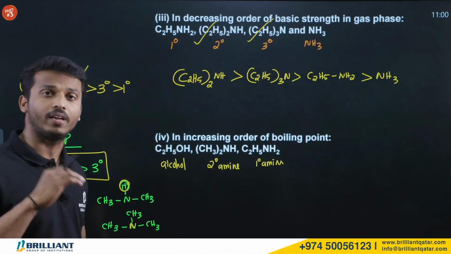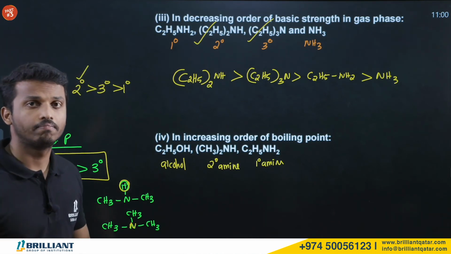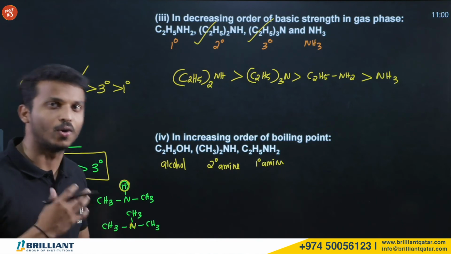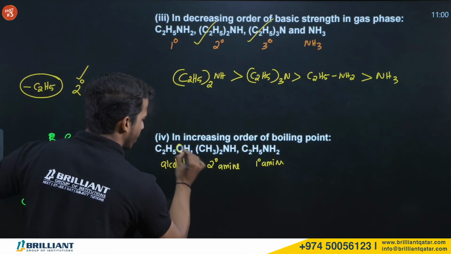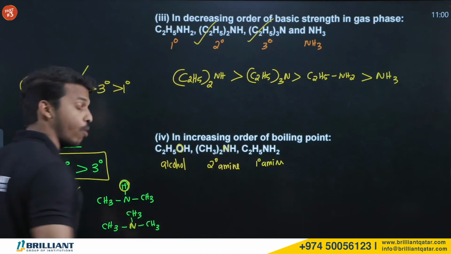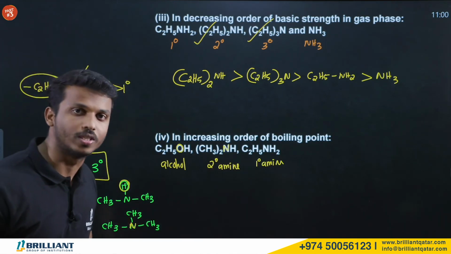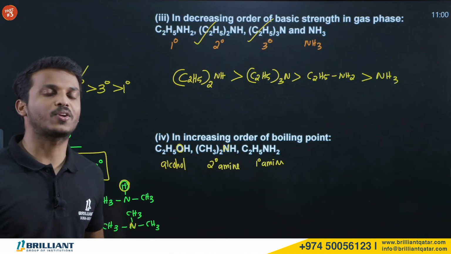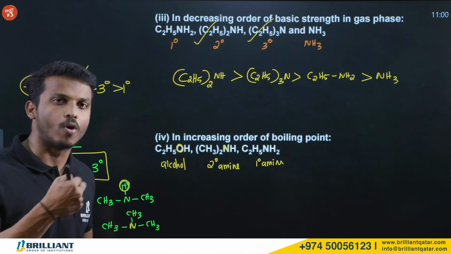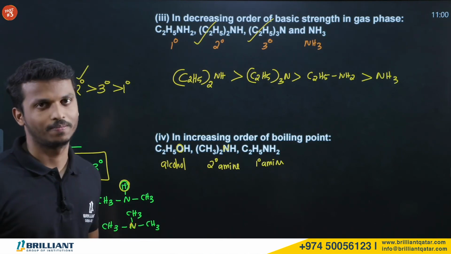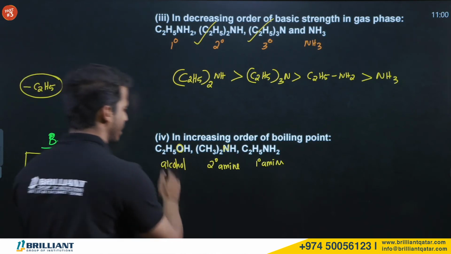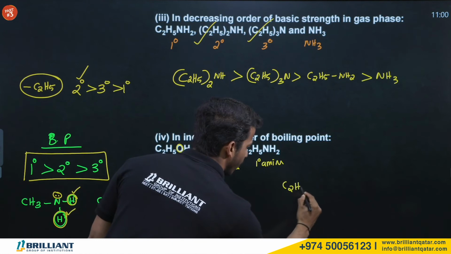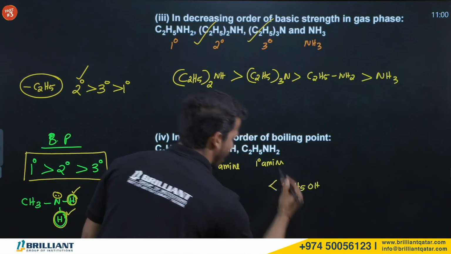Alcohol or amine, which has greater strength of hydrogen bonding? Dear student, in alcohol the element here is oxygen, in amine it is nitrogen. Which is the most electronegative element? Oxygen. So oxygen is the most electronegative element, so it will make a very strong bond with hydrogen. So alcohols have greater boiling point, so I can say C2H5OH has greater boiling point.